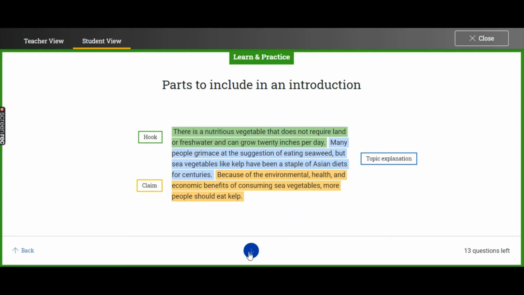Notice that the first sentence should be the hook. This hook, as you can see, is a statement.